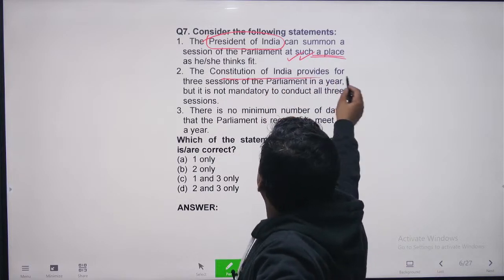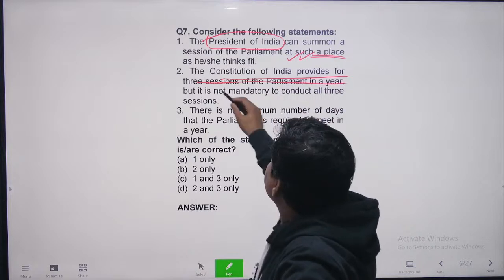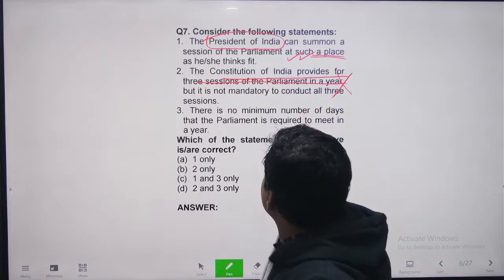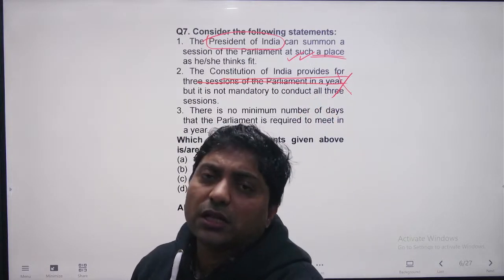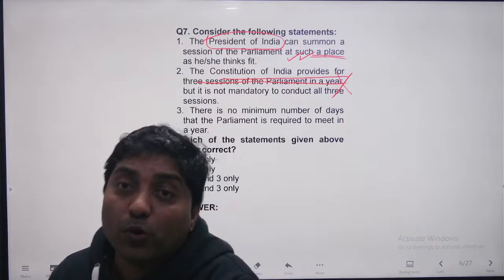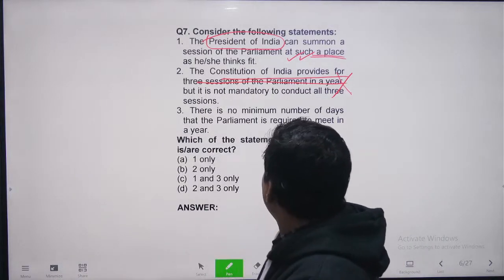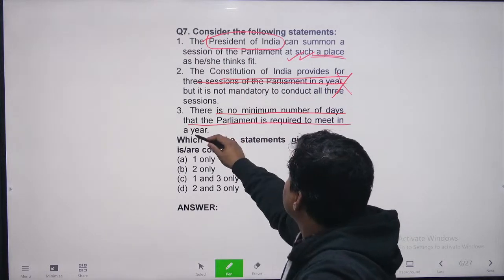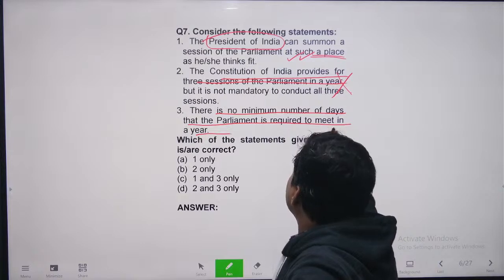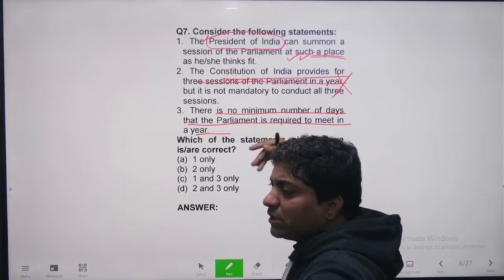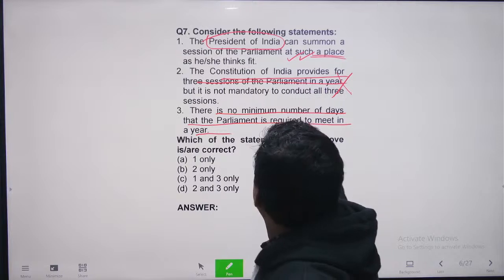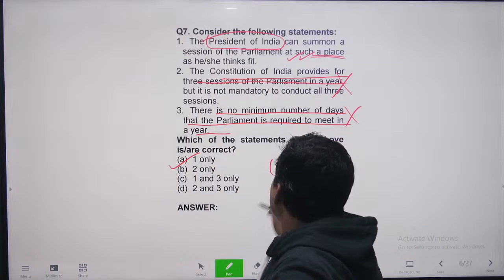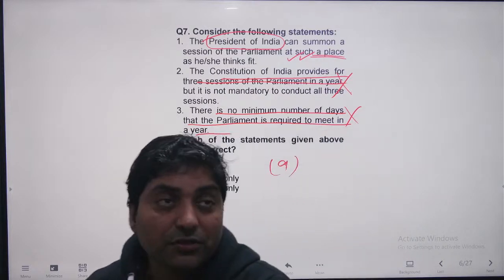The Constitution of India provides for 3 sessions of the Parliament in a year. It is not mandatory to conduct all 3 sessions. No, the Constitution of India does not actually talk about the 3 sessions. Basically, it is in the rule book of the Parliament. There is no minimum number of days that Parliament is required to meet in a year. Yes, there is no such writing that on these dates Parliament should sit. So this is also incorrect. So only one is the right answer to this question.